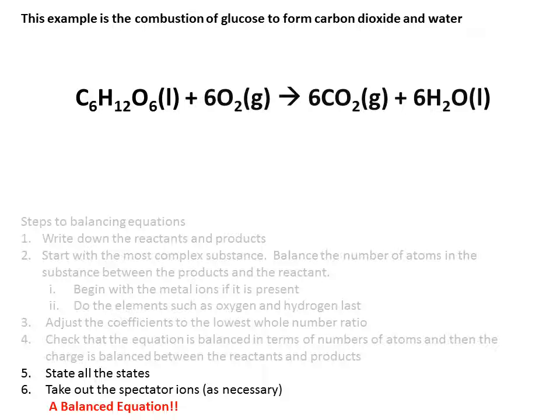Make sure you put all the states in for your equations, and take out spectator ions. Not so much in this example, but it's something you may need to think about in the future. And there we have a balanced equation.